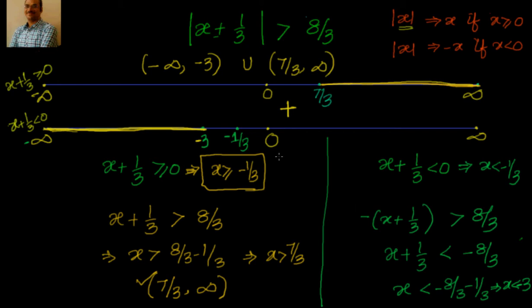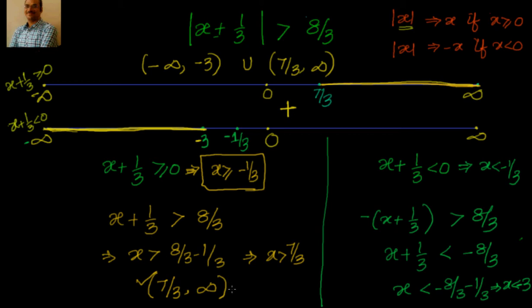Now we see that mod of x plus 1 by 3 is greater than 8 by 3. We know that mod function returns x if x is greater than or equal to 0, and returns minus x if x is less than 0. Now x is nothing but x plus 1 by 3. If x plus 1 by 3 is greater than or equal to 0, then this returns x plus 1 by 3 only.